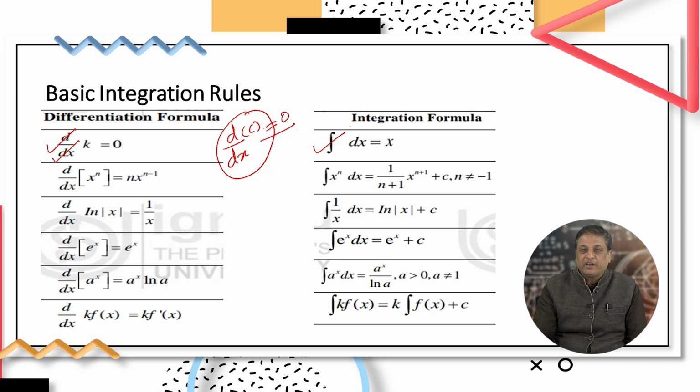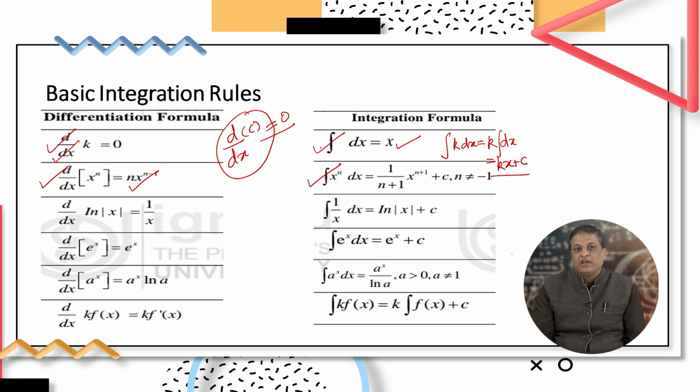But the integral of dx turns out to be x. So if we say integral of k times dx, then it should be written as k into integral of dx, that is equal to kx plus c. So integral of dx is nothing but x. So far as the power formula is considered, in differentiation we have d/dx of x to the power n as n x to the power n minus 1. But so far as the integral is considered, integration of x to the power n dx is equal to x to the power n plus 1 over n plus 1, plus c. This is the important formula.